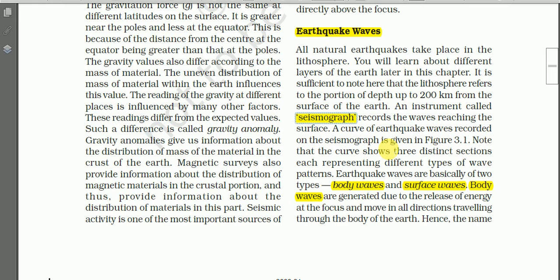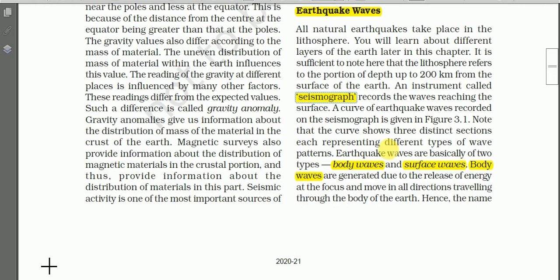What are the different types of earthquake waves? Earthquake waves are basically of two types: body waves and surface waves. Then what are body waves? See here, body waves are generated due to release of energy at the focus and move in all directions, traveling through the body of the earth.